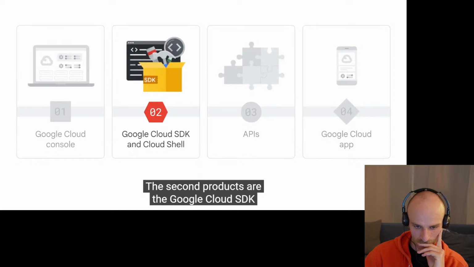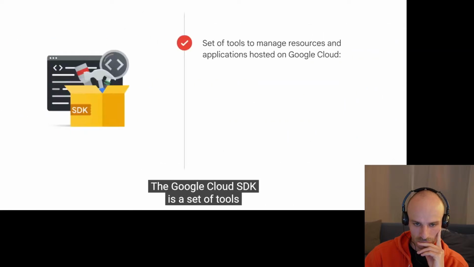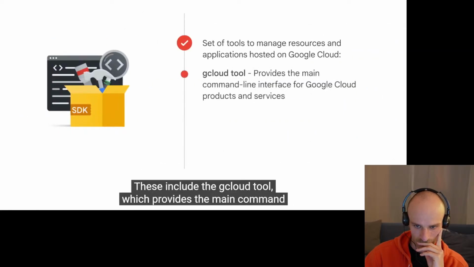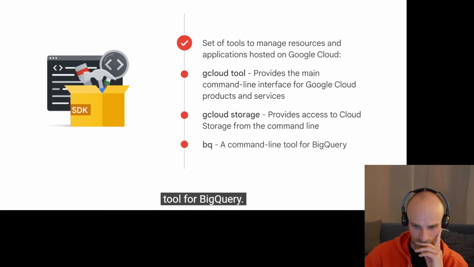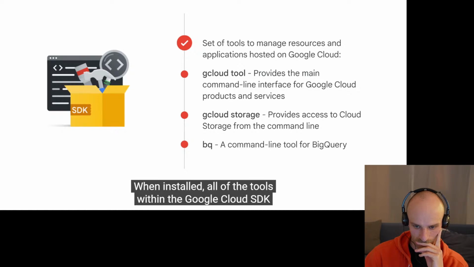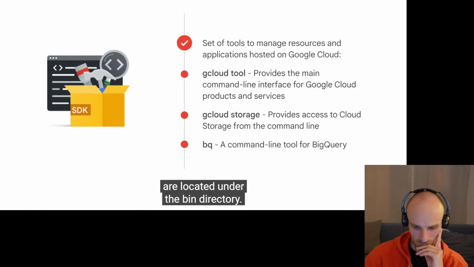The second products are the Google Cloud SDK and Cloud Shell. Unlike the Google Cloud Console, you can download and install the Google Cloud SDK locally onto a computer. The Google Cloud SDK is a set of tools that you can use to manage resources and applications hosted on Google Cloud. These include the gcloud tool, which provides the main command line interface for Google Cloud products and services, gsutil, which lets you access Cloud Storage from the command line, and bq, a command line tool for BigQuery. When installed, all of the tools within the Google Cloud SDK are located under the bin directory.